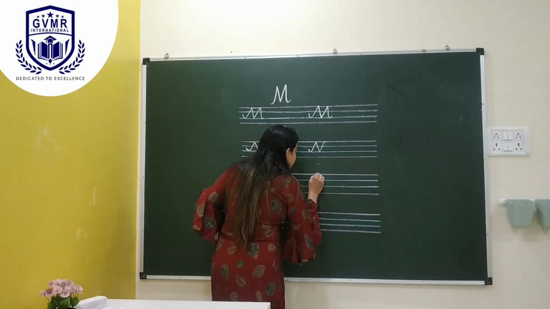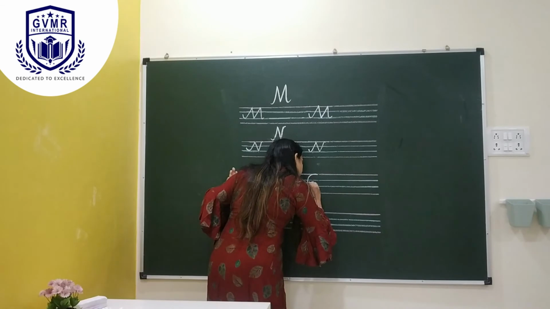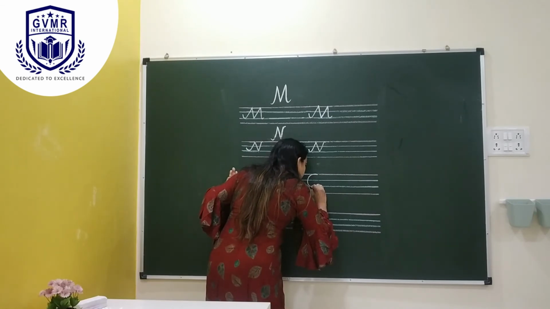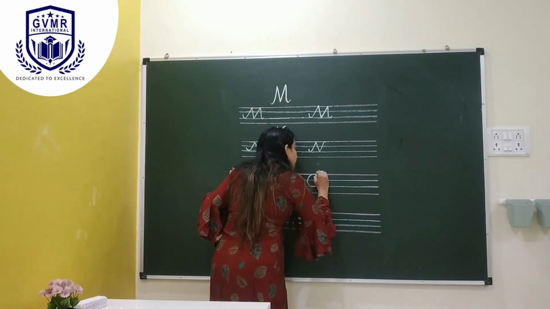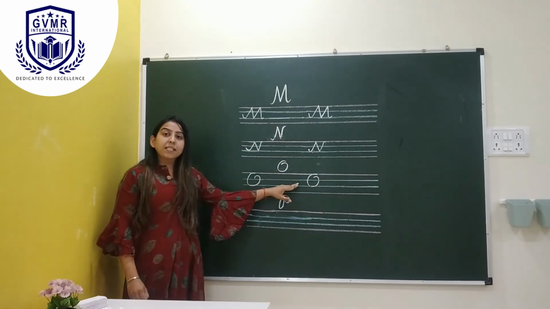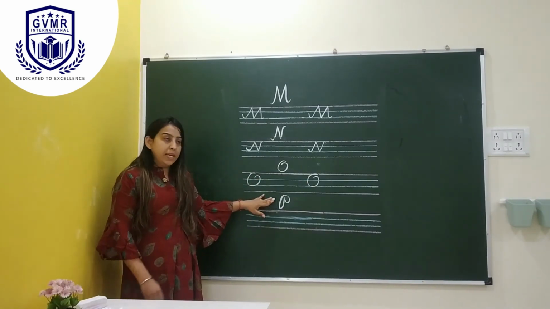Write again. Start from the red line. Make a curve and touch the second blue line. Continue with the curve upward and take a turn inward below the red line. Makes letter O. And the last letter is P.